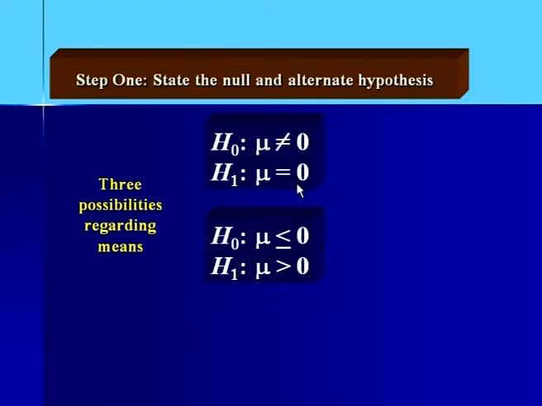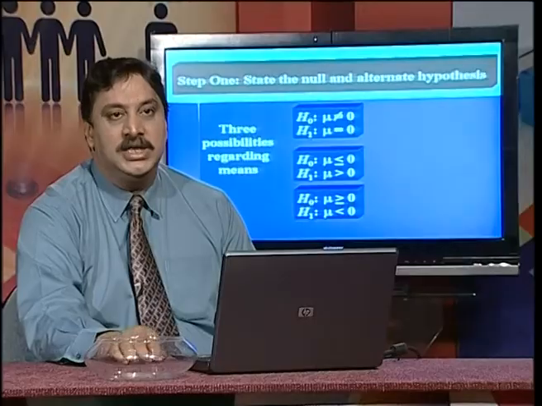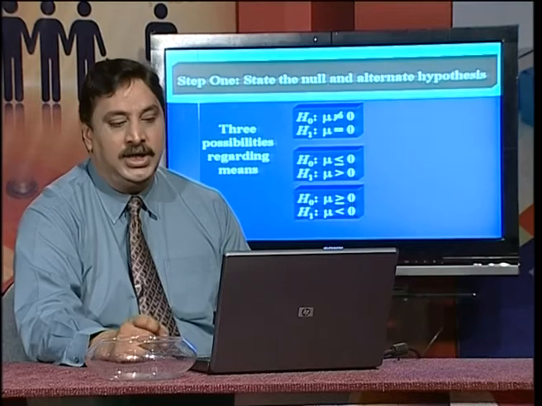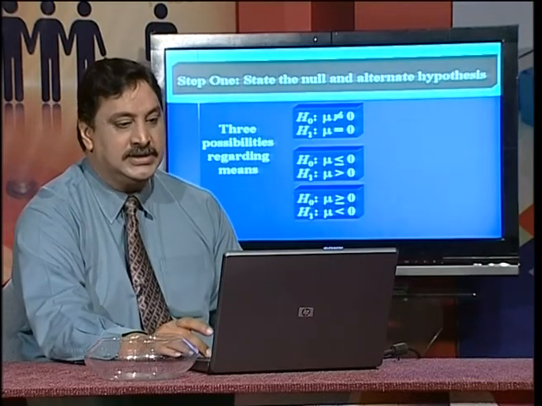Here we have another possibility. Suppose the null hypothesis is mu less than or equal to 0, then automatically we formulate the alternate hypothesis mu greater than 0. The third and final possibility of formulating the null hypothesis is mu greater than or equal to 0, then automatically the alternate hypothesis is mu less than 0. These are the three possibilities we generally use to formulate the hypothesis for testing of hypothesis.